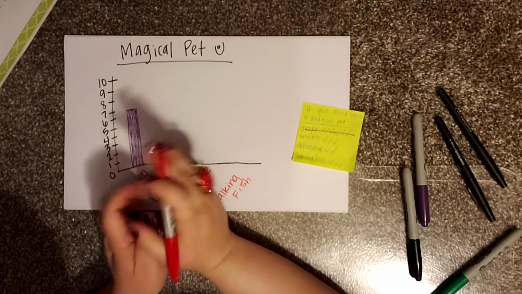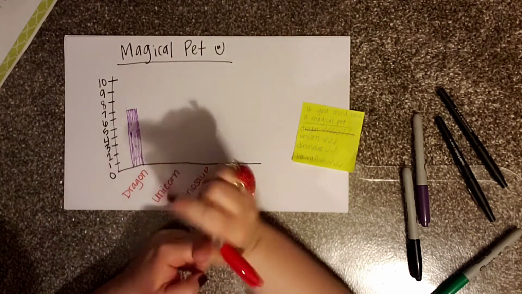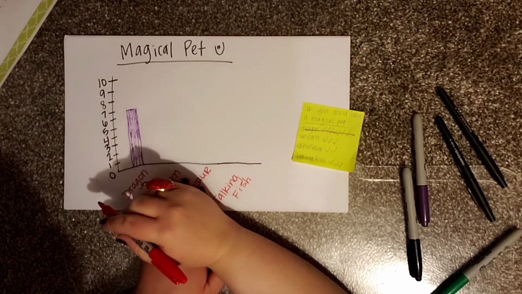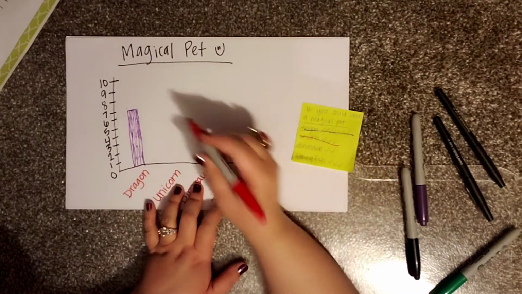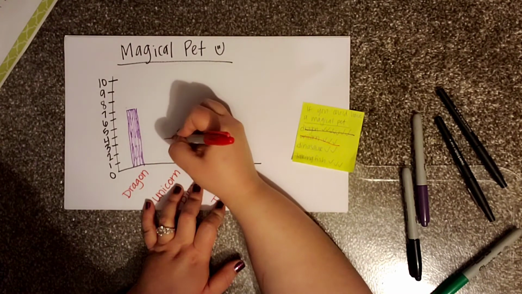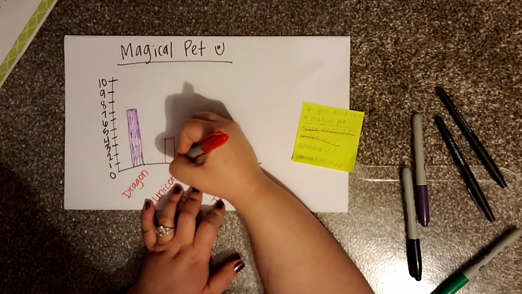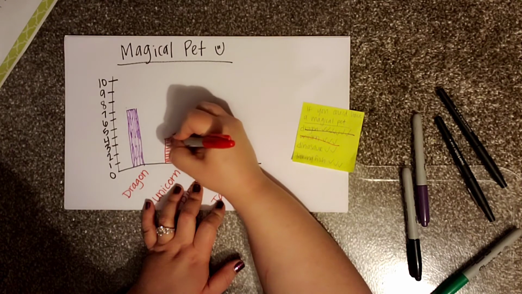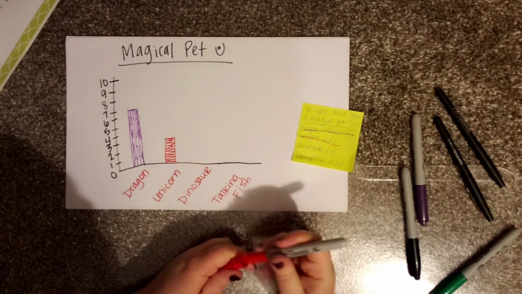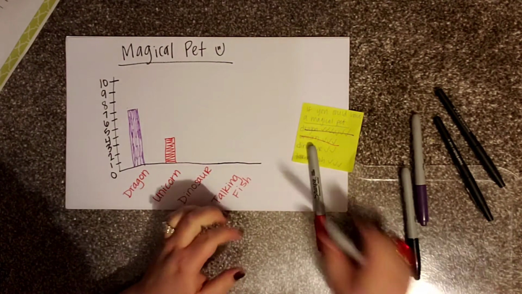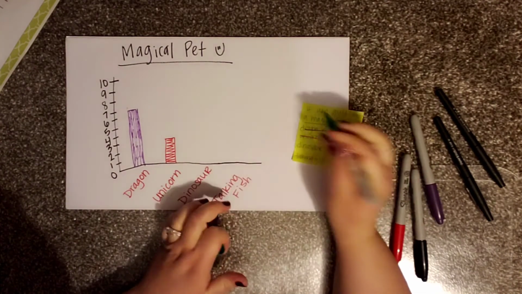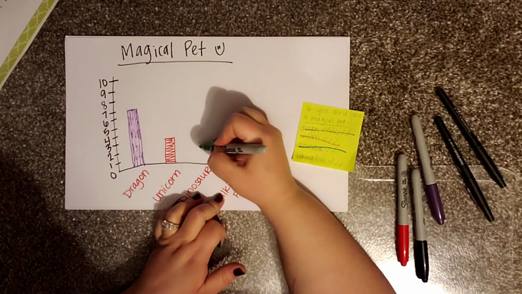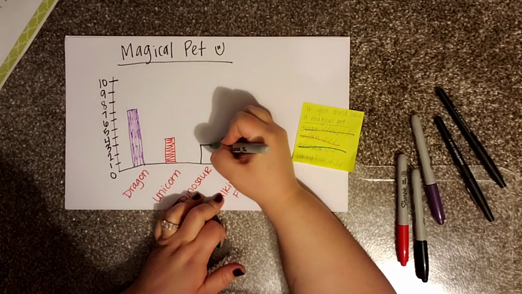My next one, I'm going to do a different color because I want to be fancy and colorful. My next one is going to be unicorn, okay? So let's see. Unicorn is 3. Cross that out. Find my 3. Boom. There's my 3. Unicorn. My next one is dinosaur. It has 2. 1, 2. Here we go. My 2, maybe a little bit shorter.